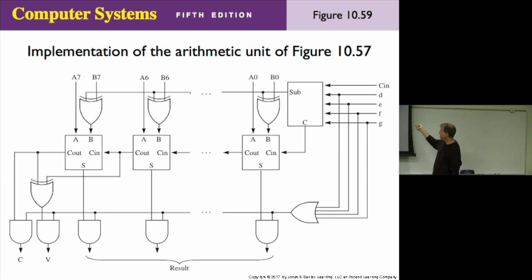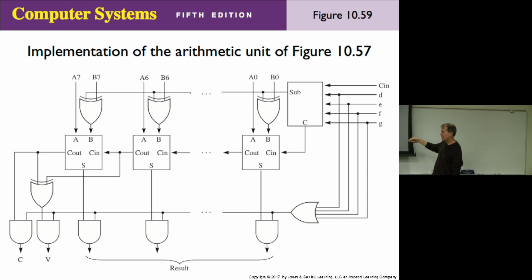Okay, do you understand that if D is 1 and the rest of these are 0, then what does this output? If D is 1, what should sub be? 0. Yeah. So you just did one entry of the truth table. If D is 1, sub has to be 0. And if E is 1, what does sub have to be? 0 as well. And if F is 1, what does sub have to be? 1. And if G is 1, sub has to be 1, because we need to invert B.